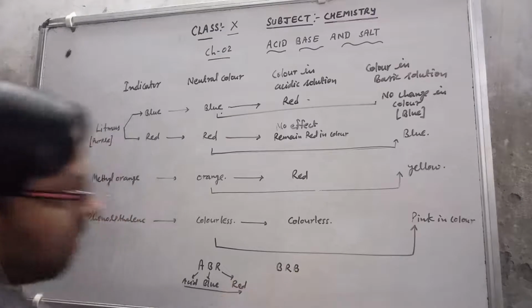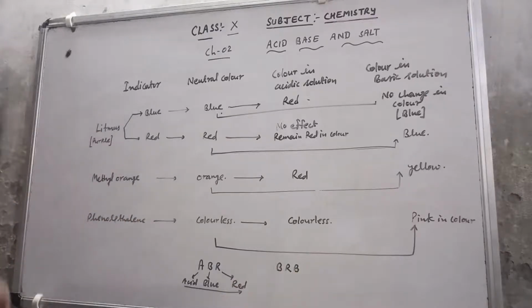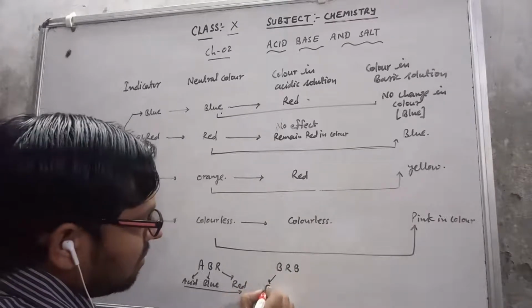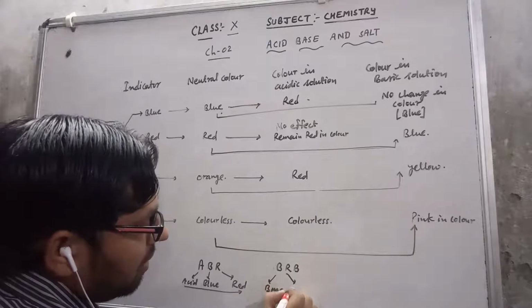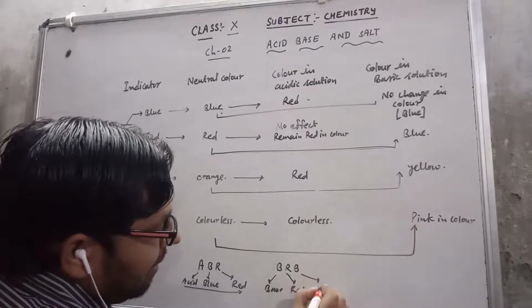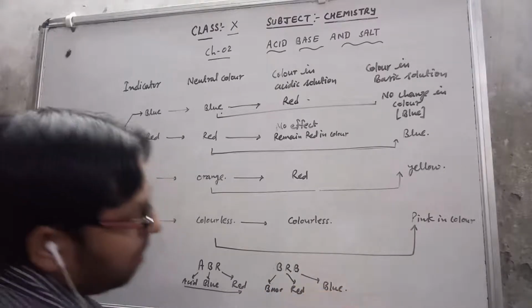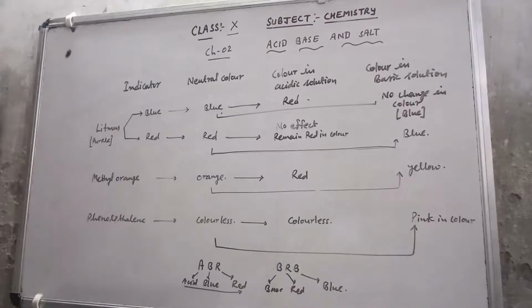BRB. BRB, that means base turns red litmus into blue in color. Base turns red litmus into blue in color. So those are the short forms, ABR and BRB.